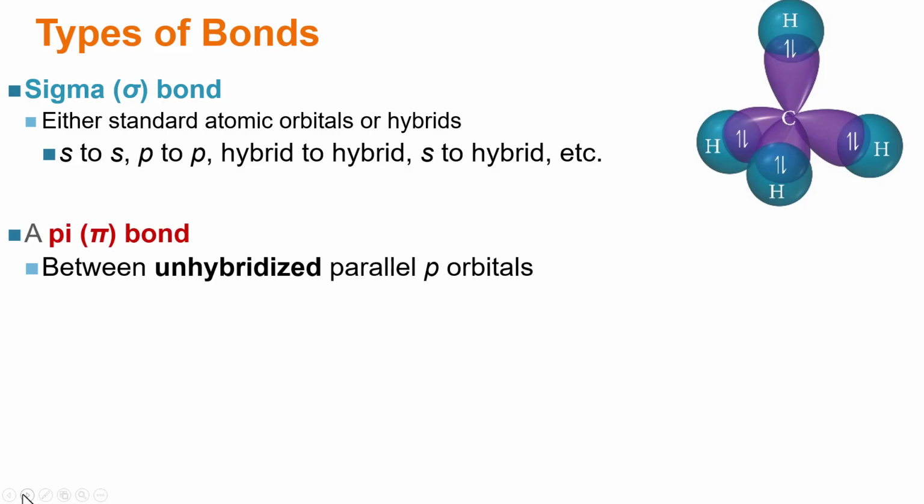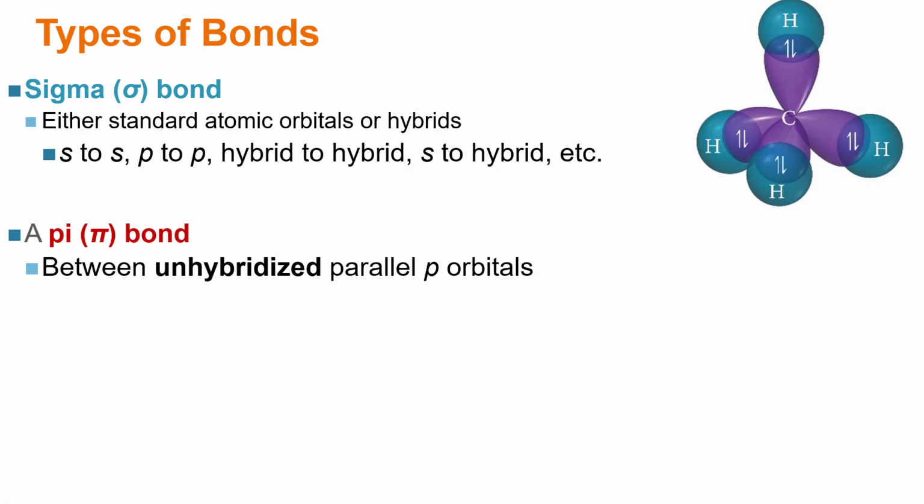A pi bond is going to be our double or our triple bonds. For the pi bonds, there's really only one option. So the only way to make a pi bond is between unhybridized parallel p orbitals. It's a lot of p's there, big alliteration. So let's break this down a little bit.